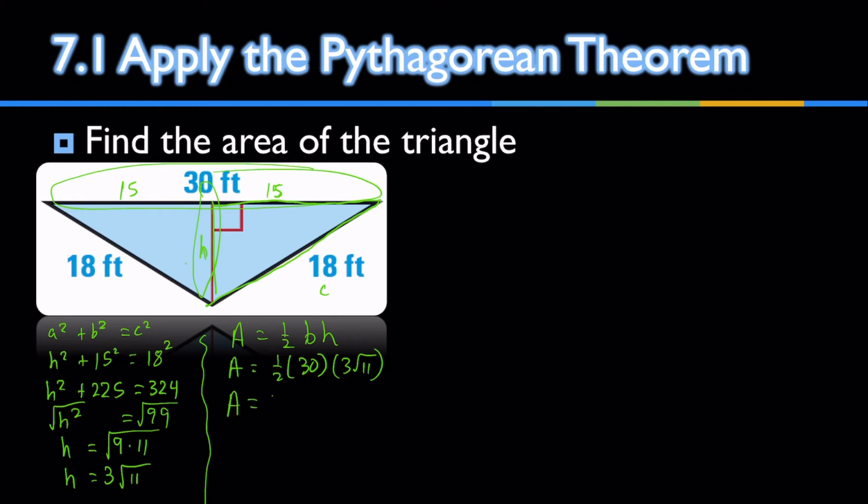1/2 of 30 is 15, times 3 is 45, square root of 11 feet squared. And again, that is radical form, which is exact. We haven't rounded anything. Or we can type it in the calculator, get 149.2, which is decimal form, or in this case, rounded to the nearest tenth, or rounded to 1 decimal place.